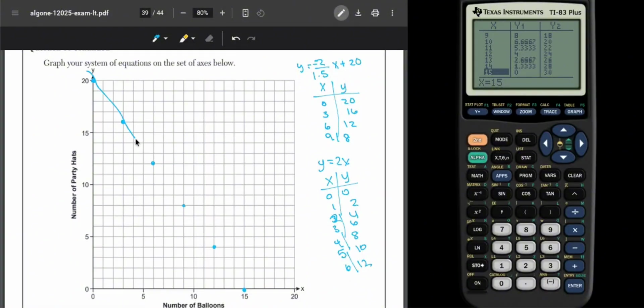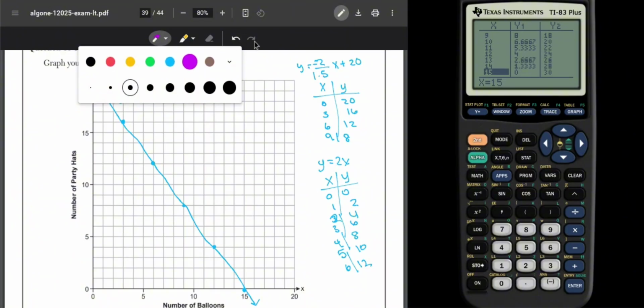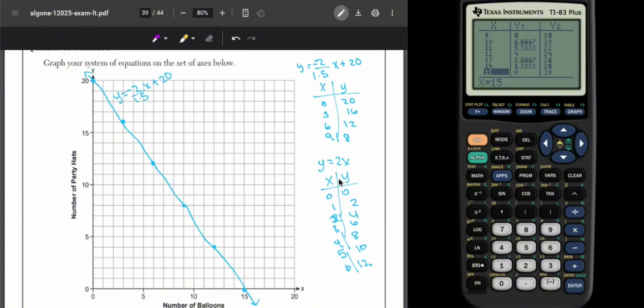It is not going to be straight, guys, but you guys are going to have a straight edge. So your line should be as close to perfect as possible. And I'm going to draw my line, put my arrows because it is continuous, and I'm going to label y equals -2 over 1.5x plus 20. And I'm just going to change my color so you guys can see the difference. And then I'm going to graph my second one, y equals 2x.